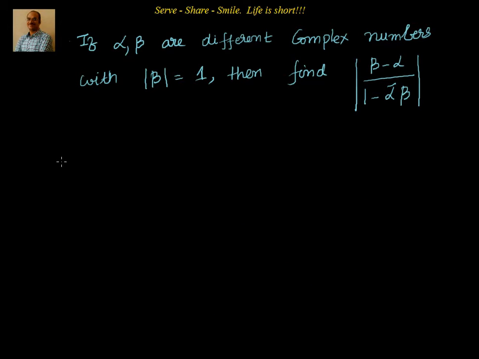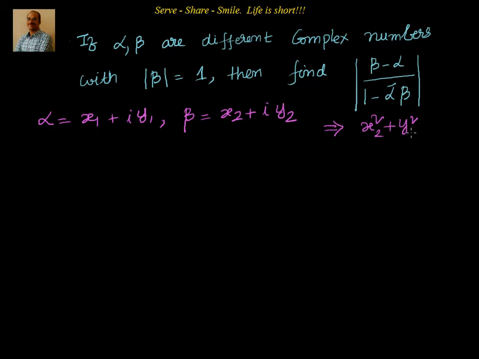So in the second approach, we will take alpha and beta as different complex numbers. So I say alpha equal to x1 plus iy1. This is another way of solving it. Can I say beta equal to x2 plus iy2 then? And we have been given modulus of beta equal to 1. So can I say square root of x2 square plus y2 square equal to 1, or x2 square plus y2 square is equal to 1, because we have been given that modulus of beta is equal to 1. Okay, let's go ahead now.